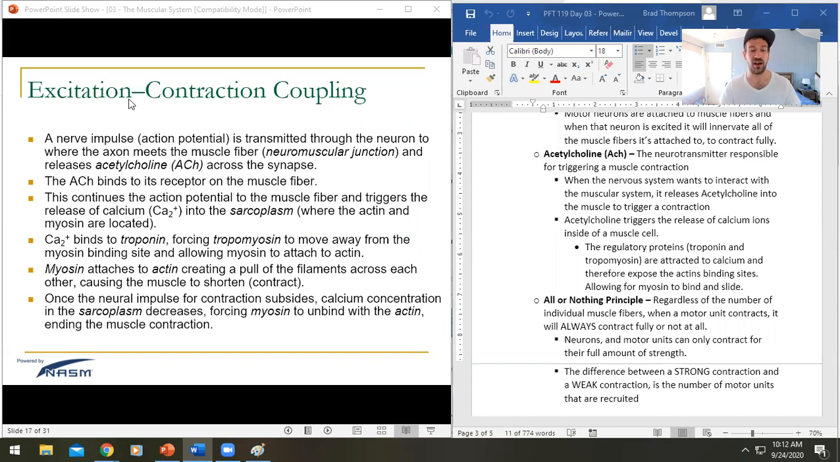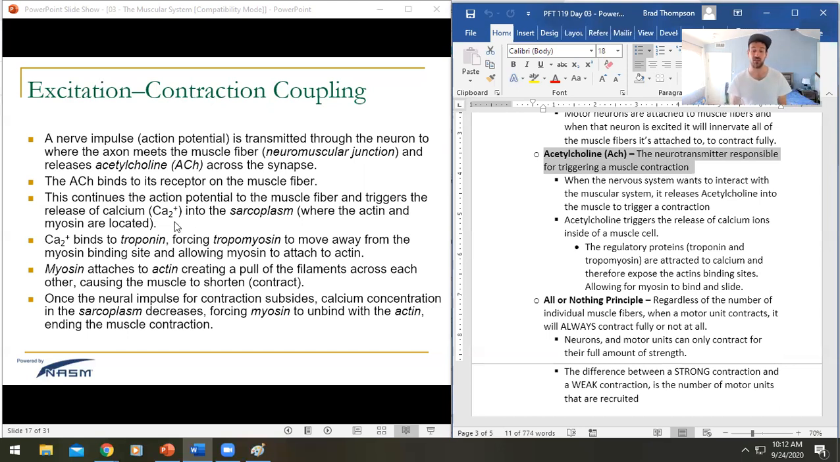Electricity is traveling from a neuron where it will meet a muscle fiber, and it will release this neurotransmitter into the muscle fiber, and it'll bind to a receptor site on that muscle fiber. Then that muscle fiber will release, and this is the surprising part for some people, calcium into that wet goo, that sarcoplasm, the fluid portion of the cell, right? And it will release that calcium into the sarcoplasm.